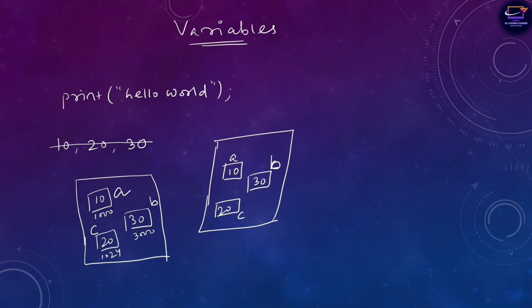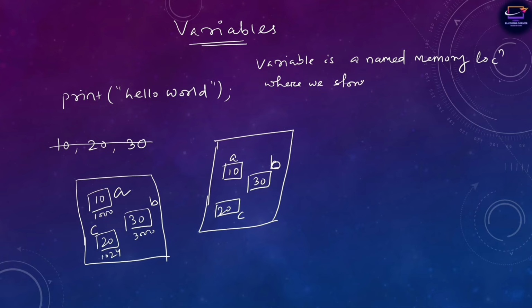Okay. So variable is what? You can say a named memory location, or you can say variable is the name of a memory location where you can store data and values. So simply, variable is a named memory location where we store data or values.